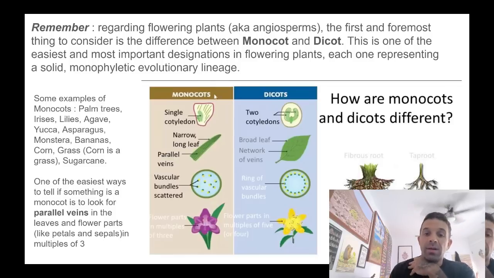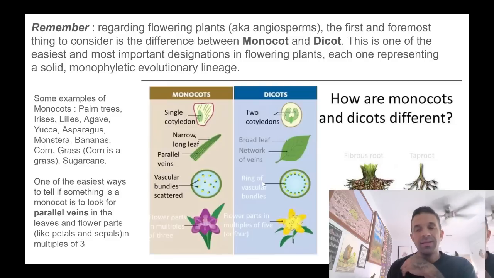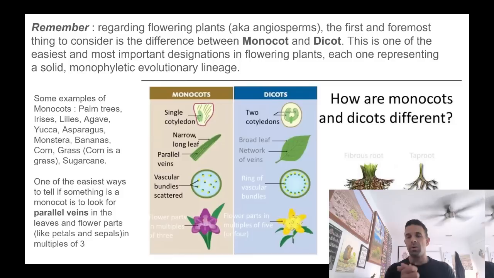Monocotyledon, a cotyledon is a seed leaf, one seed leaf, or dicotyledon, two seed leaves. Really easy. Like when you grow a corn kernel and it germinates, you get one seed leaf. When you grow an agave, you get one seed leaf. When you grow a banana from seed, some bananas actually have seeds. The bananas you get in the grocery store are all the same clone, the Cavendish bananas, the same phenotype, the same clone.